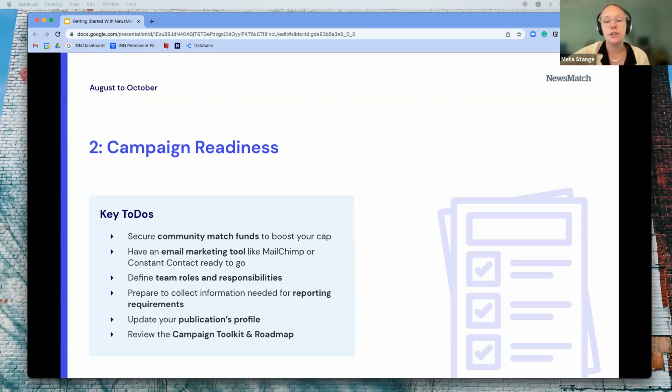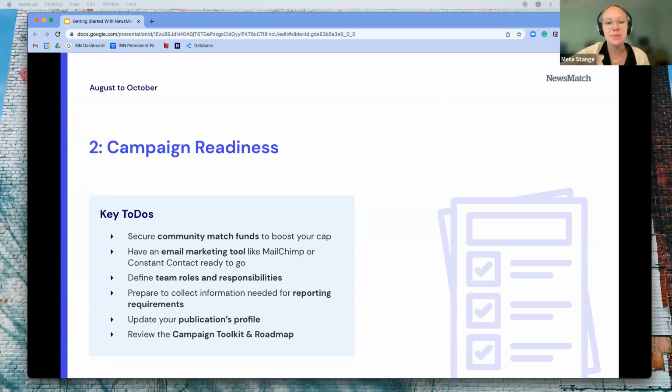Next, you're going to want to make sure you have your email marketing tool ready to go, whether that's MailChimp or Constant Contact. Since many of the organizations we work with are digital first, this is a key way to communicate with your members and readers. So it's definitely important to make sure you have something set up. Again, this is something that we can support either through one-on-one coaching, or through previous webinars on this subject.